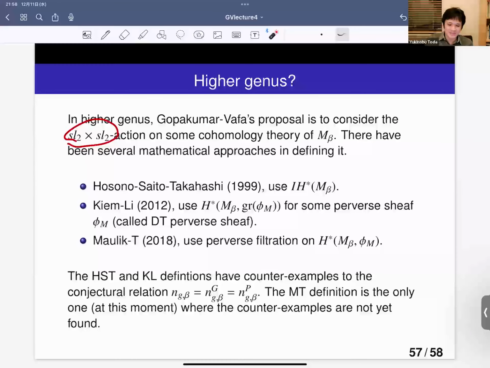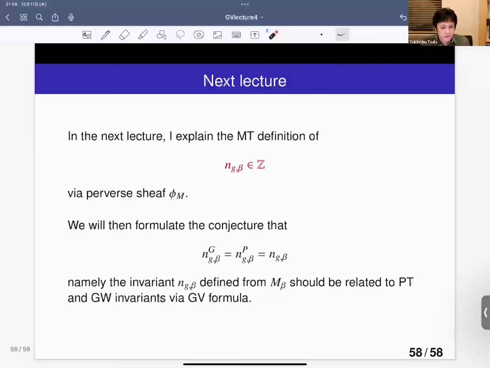Anyway, in the next lecture I will explain this definition using perverse sheaves, and then formulate this one. And maybe we will also discuss some open problems and the χ-independence phenomenon. Okay, so I stop here. Thank you very much.